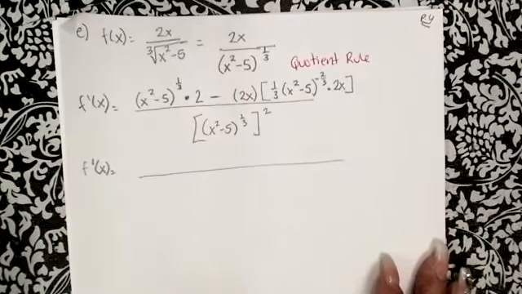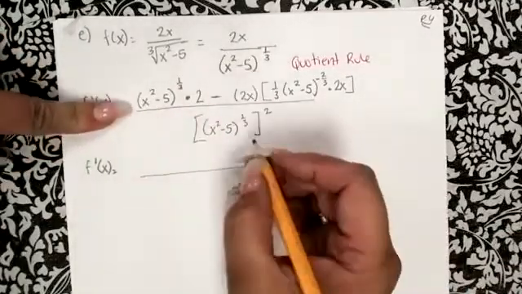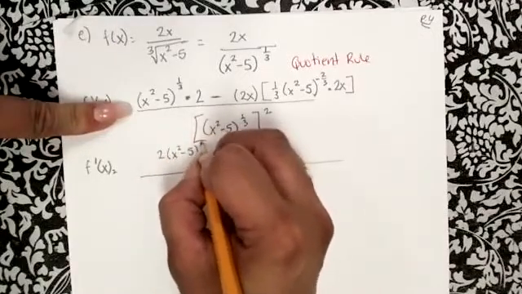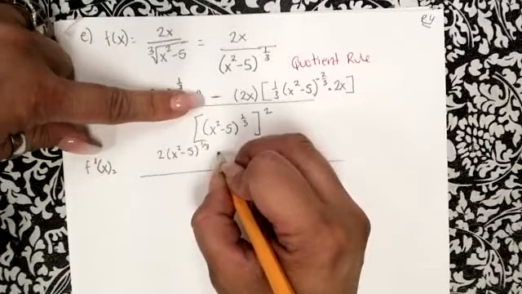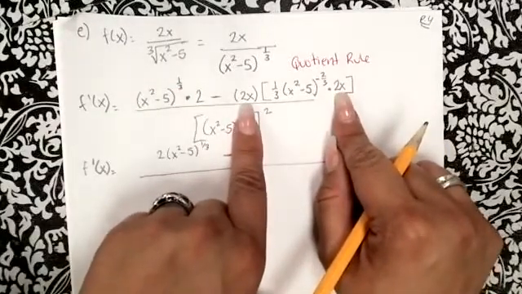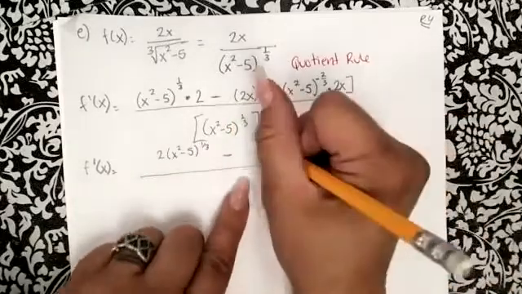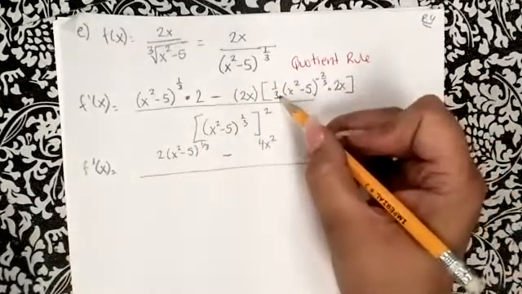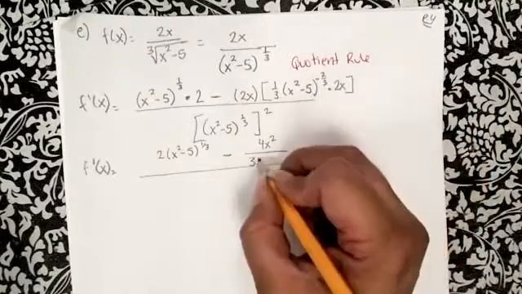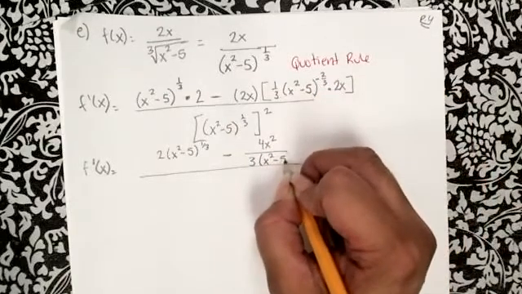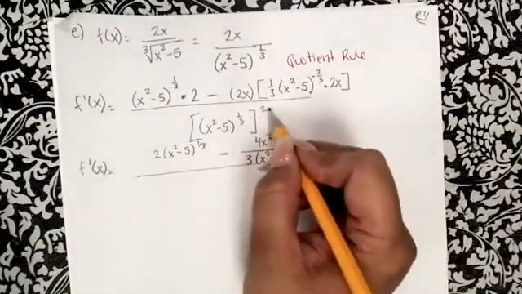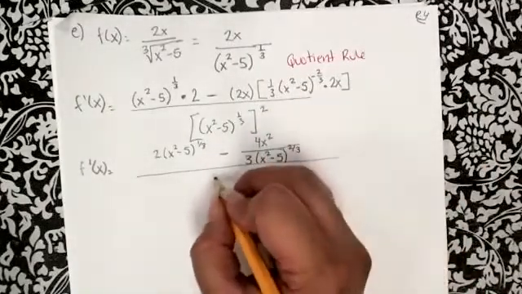Now I'm going to clean this up. That right there is going to be a 2 times x squared minus 5 raised to the 1/3. Subtract. Now right here, the 2x and the 2x, those are numerators. So that's going to be a 4x squared. That 3 is going to be a denominator. And this right here is going to be a denominator. X squared minus 5 raised to the 2/3 power. And then right here on the bottom, you're multiplying that. So 1/3 times 2 is going to be 2/3.